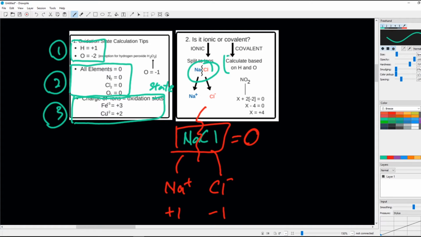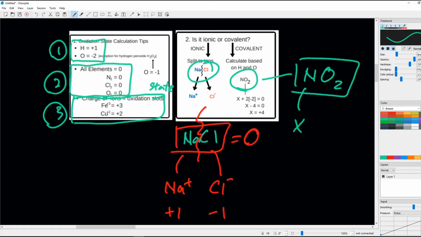For covalent compounds, we have to calculate based on H and O, which is linked to rule number 1 in the first place, that says H is +1 and O is -2. To explain this, let's use the scenario of NO2. It's not ionic, so we can't break them up. And we don't know what N is, so we represent it as X.